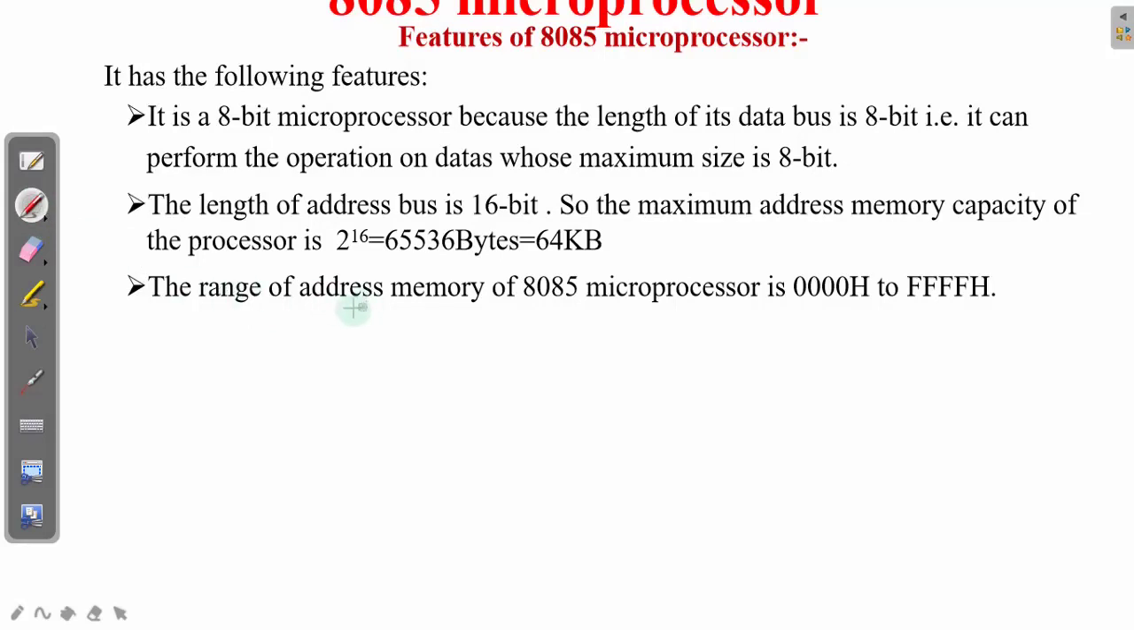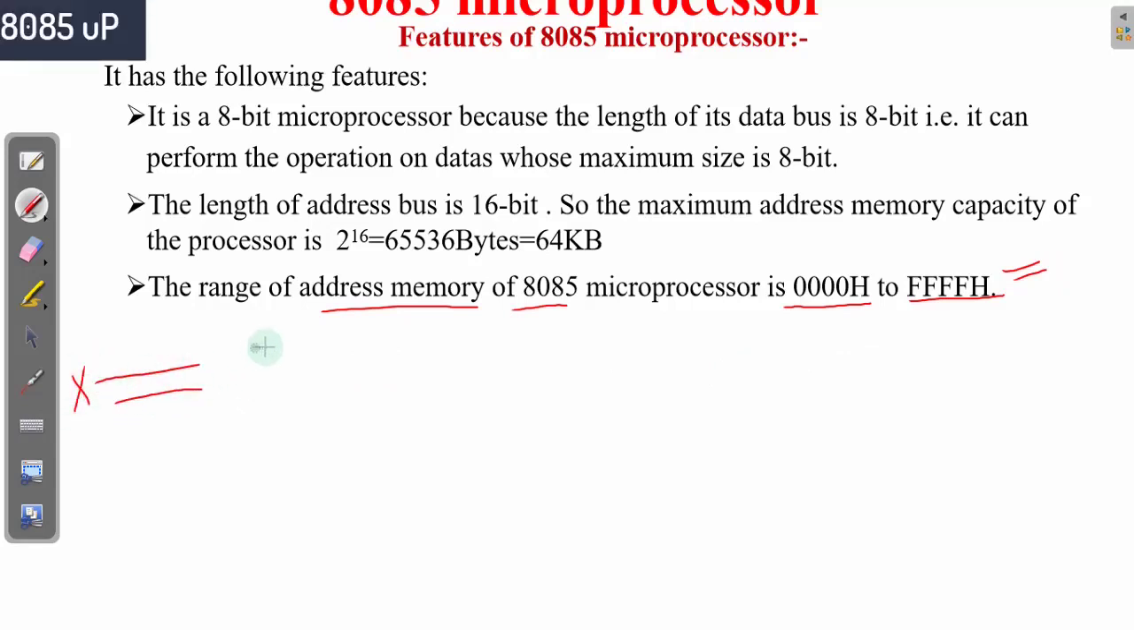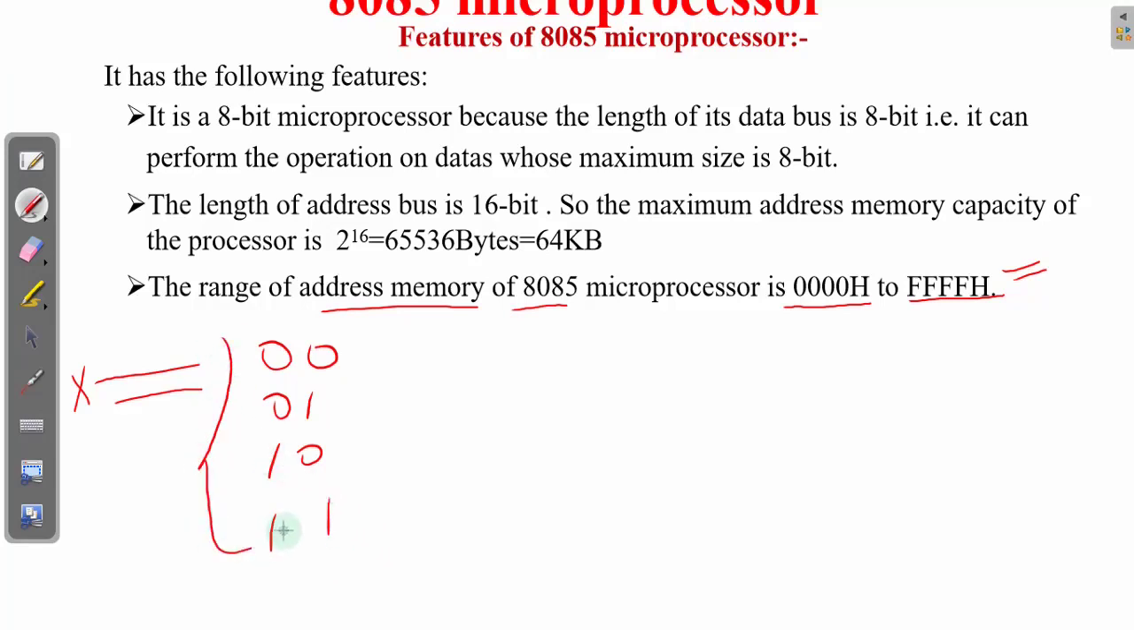Now next is that the address memory in 8085 is ranging from this one to this one. How it is ranging, you can understand from the example we have taken. We had a 2-bit microprocessor. What was the address? Its addresses were 00, 01, 10 and 11. If I say what is the range of this memory, you will say the starting is 00 and ending is 11. Yes or no? I hope yes.